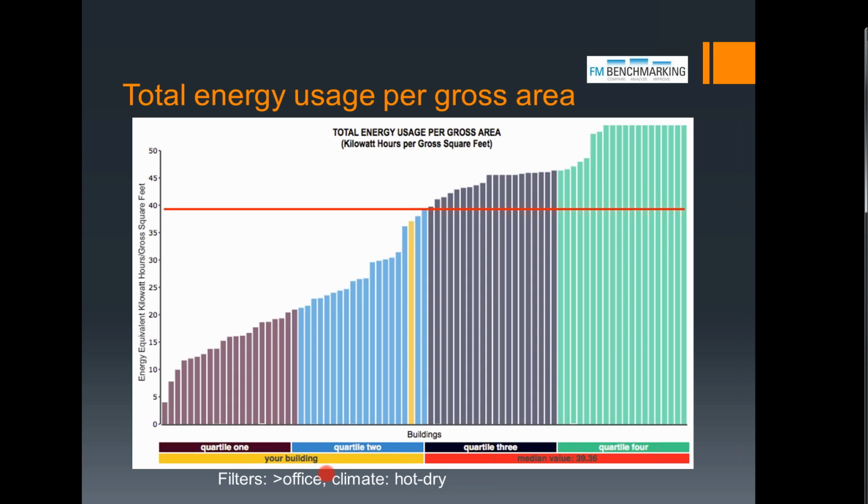We've filtered for office, because office buildings perform differently than manufacturing facilities, medical facilities, hotels, you name it. So office is appropriate, and then the climate zone, hot and dry, is really a driver of the energy utilization. Keith, what's the year of the data for these buildings?